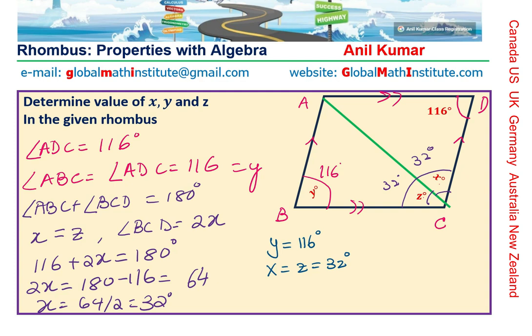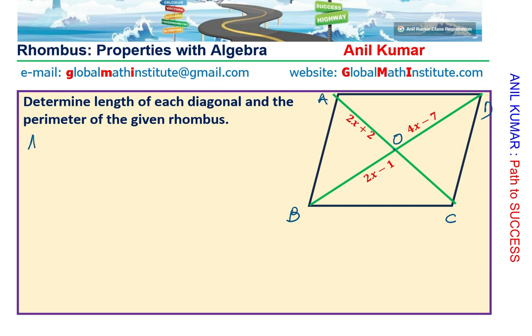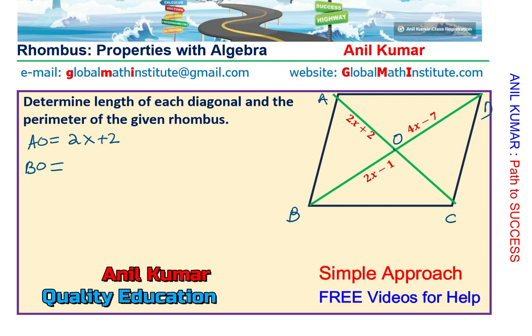Now let's take another example, which is based on the lengths of the diagonals. So again, let me label this rhombus as ABCD intersecting at O. We are given that AO is equal to 2x plus 2, and we are given that BO, which is equal to OD, and the sides are 2x minus 1, and that should be equal to 4x minus 7.